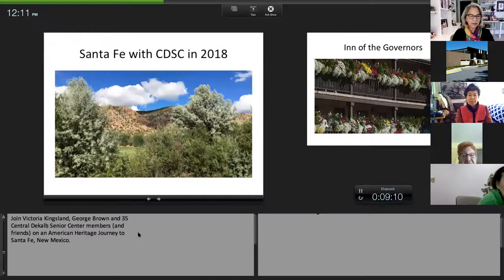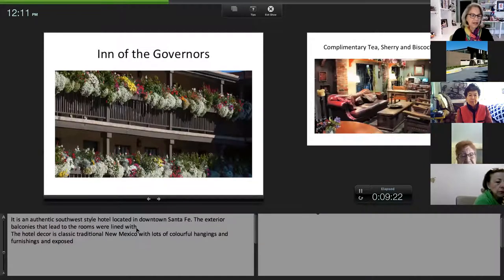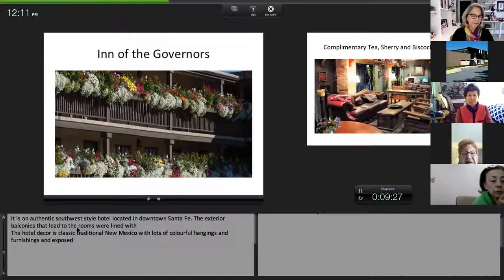But one of the places we went was Santa Fe. We took 35 members from the Senior Center. Victoria joined us, and we went on an American heritage journey. We stayed at one of my all-time favorite hotels, the Inn of the Governors. This is an authentic Southwest style hotel right in the heart of downtown Santa Fe.